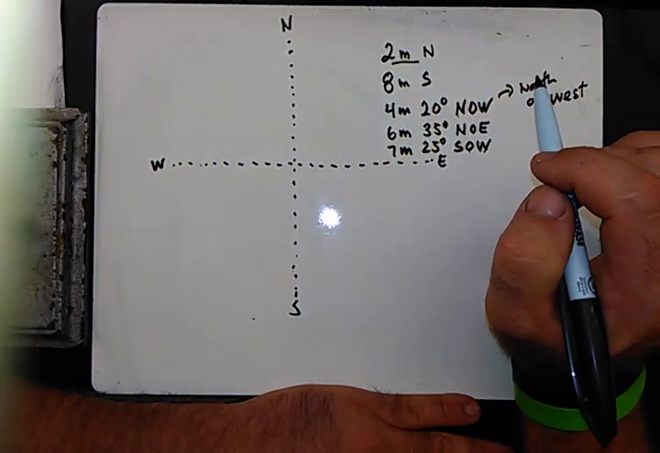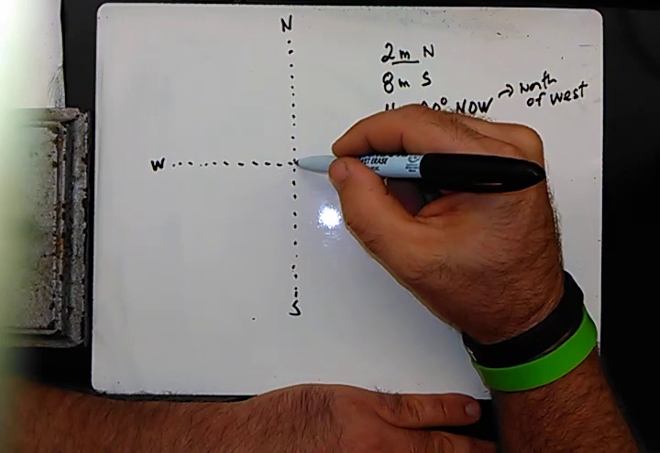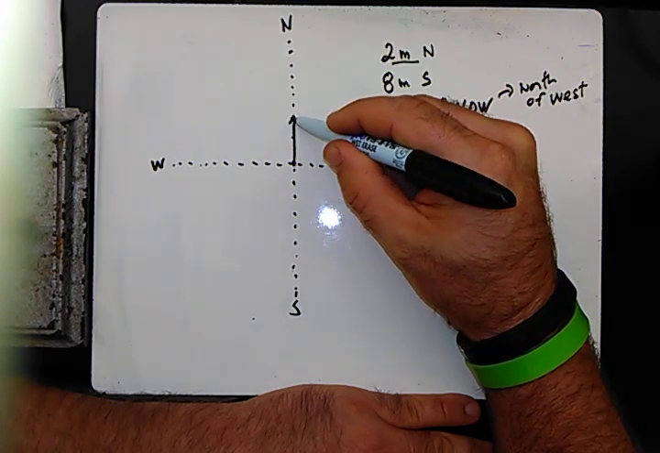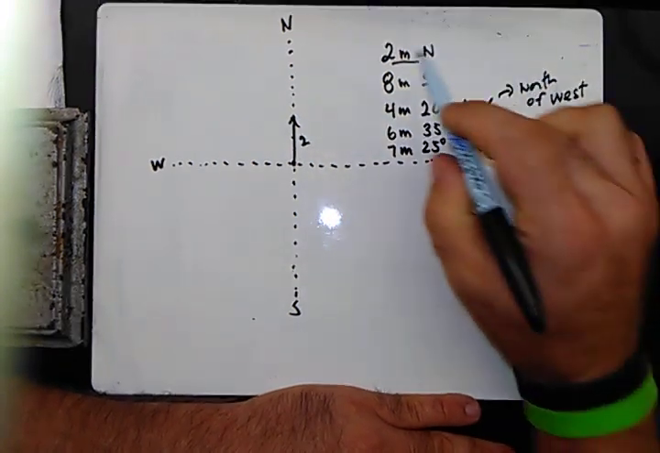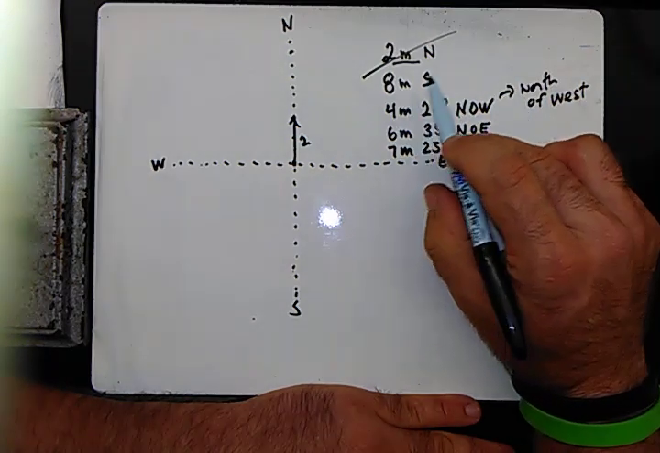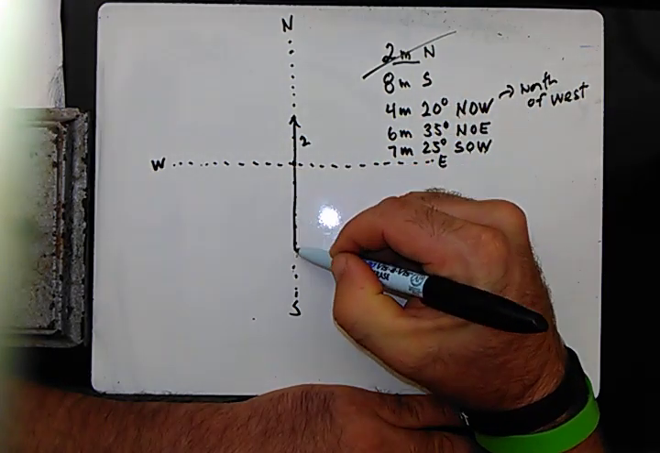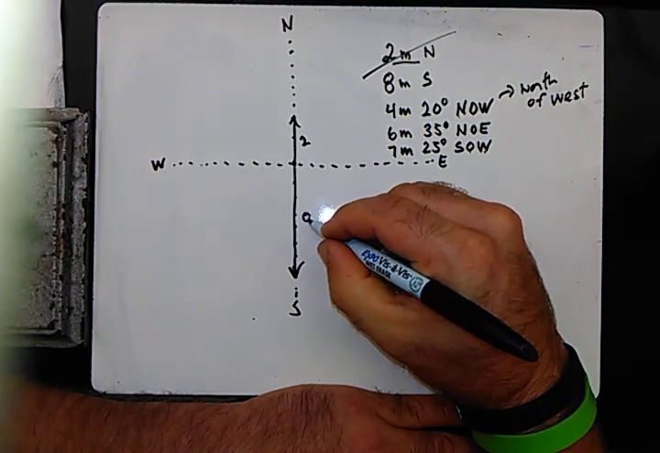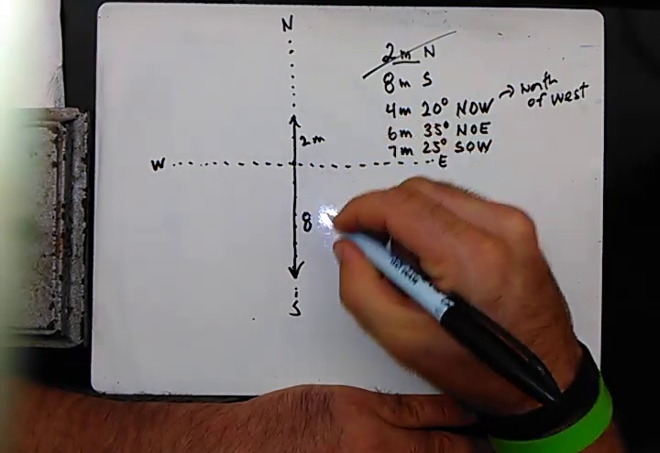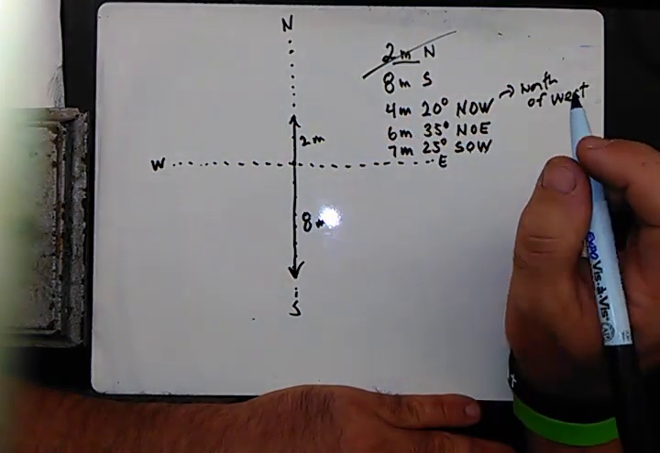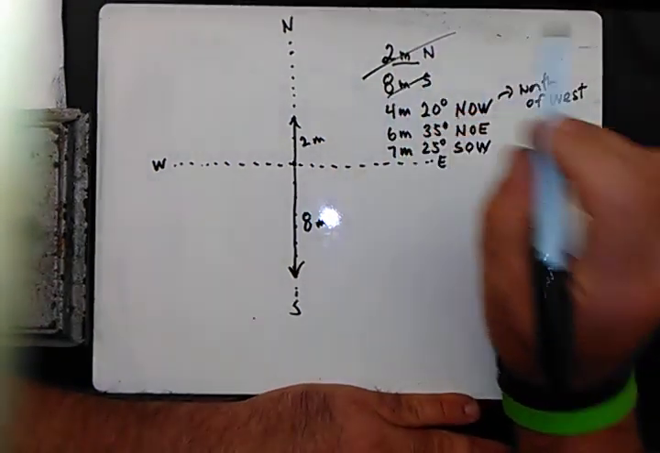2 meters north, so I'm just going to draw a vector starting in our origin. That'd be our first one. 8 meters south, so I'd go down. Again, this is not to scale, so don't worry about the scale. This is just a visual representation of what a problem could look like.